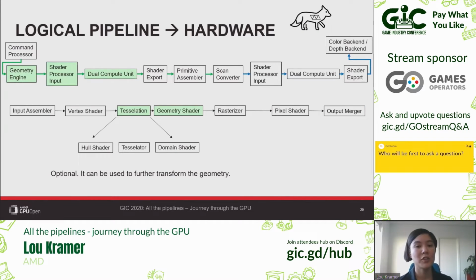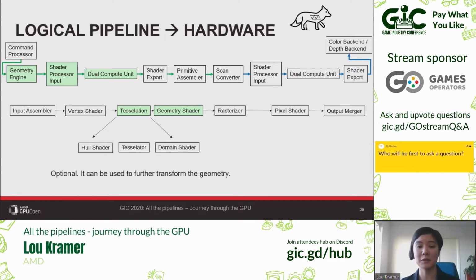Then the next logical pipeline stages are optional and also not too common, I would say. These are the tessellation stage and the geometry shader stage. I won't go into detail about these stages, but in general, they can be used to further transform the geometry. A lot of stuff that can be done using the tessellation stage and the geometry shader stage can also be done in the vertex shader stage. There are some cases where it makes sense to use these stages, but these are very specific problems.